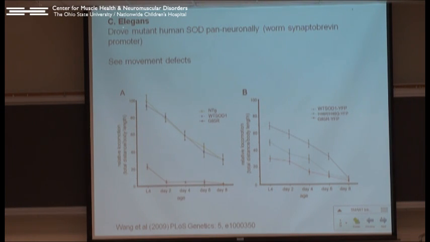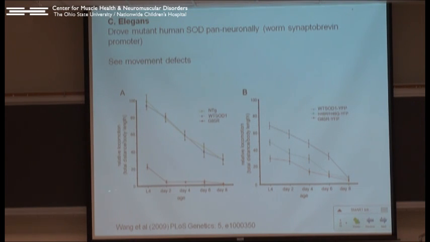What they did in this paper was to drive the mutant human SOD, G85R, and also another mutation, pan-neuronally. Okay? So they used the worm synaptic revenue promoter. This should be expressed in all neurons, so pan-neuronally. I told you that worms have very few glia and no microglia. So this is how they built this model. This is a protein that should be expressed relatively early in development, and certainly throughout development, because it is important for synaptogenesis and synapse function.